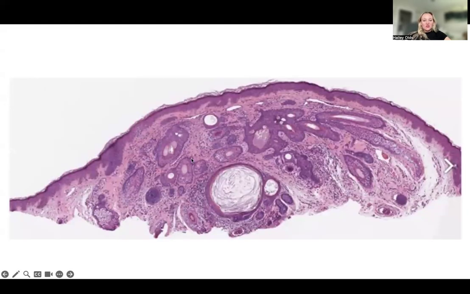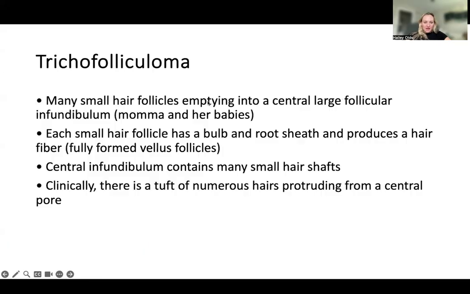Okay. So this one, this is the mama and babies. So you have one big hair in the middle, and then you have a bunch of little baby hairs coming off of it. So this is trichofolliculoma. So you have many small hair follicles emptying into one follicle. And then clinically, it's a bunch of hairs coming out of one central pore. So if you see that on a Kodachrome, it's trichofolliculoma.